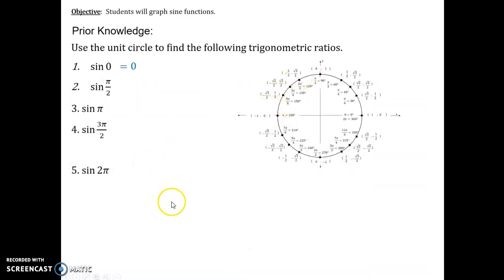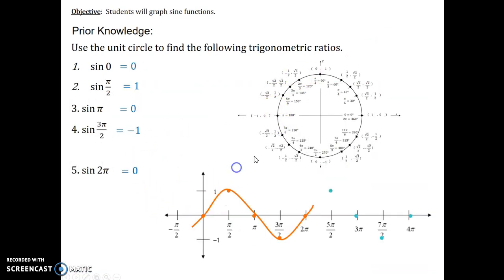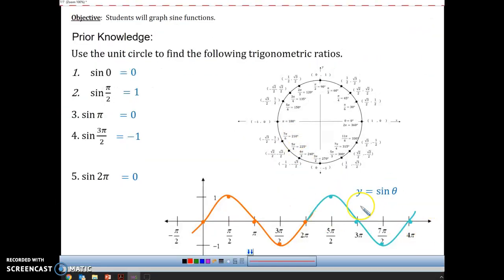And if we were to plot these on an x and y axis, so (0, 0), (pi over 2, 1), (pi, 0), and so on and so forth, we get this kind of graph. And this is the parent function of sine of theta. Now, if we were to keep going past 2 pi, we would get the same outputs. And what happens is the function starts to repeat itself, and we get this kind of repeating pattern.